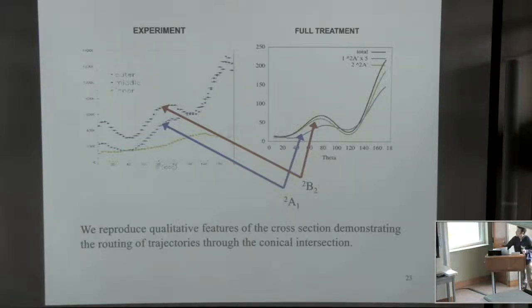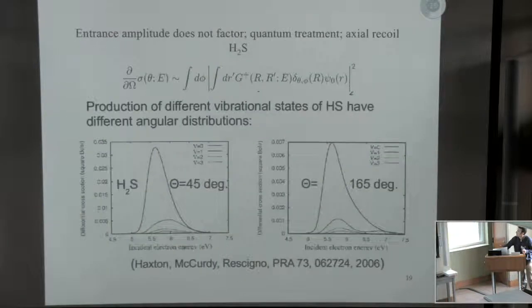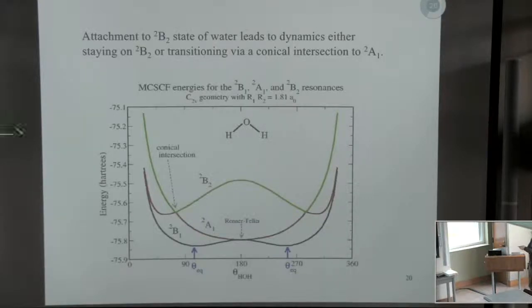We should just go back to that figure. As you can see, on the B2 surface, the trajectories that go through the conical intersection do indeed have to bend. So this is going to reorient the trajectory further in the backward direction.